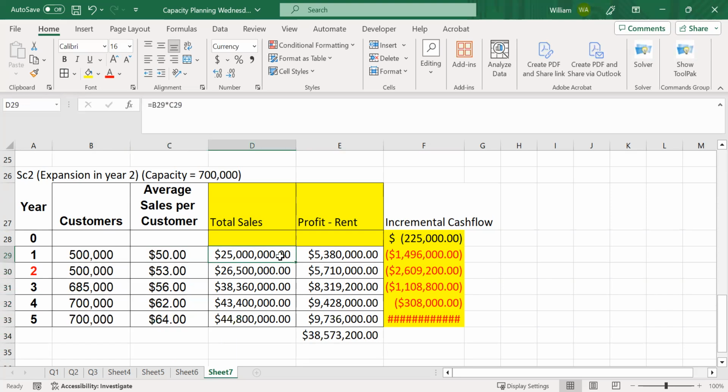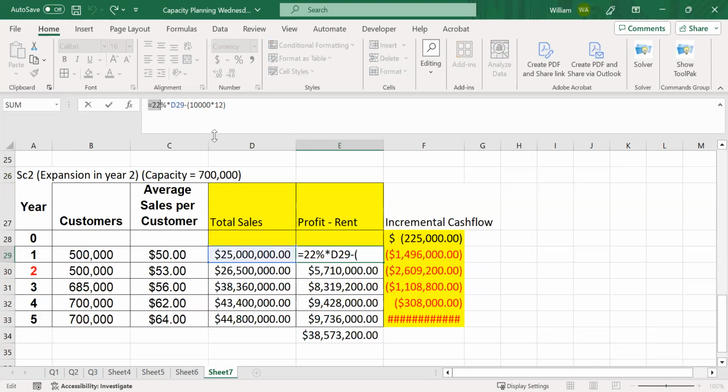Okay. So our total sales is your number of customers multiplied by the average sales per customer. That's how we get that here. Then I'll use the total sales value here to calculate my profit margin, which is my profit percentage, 22%, multiplied by the total sales amount.